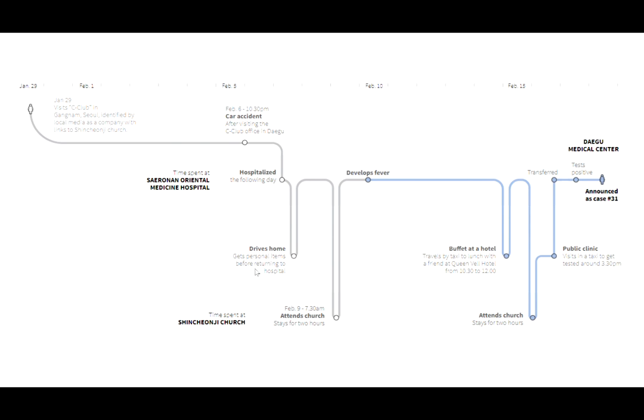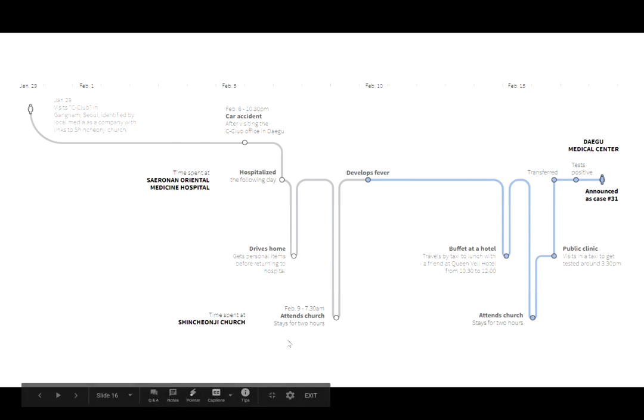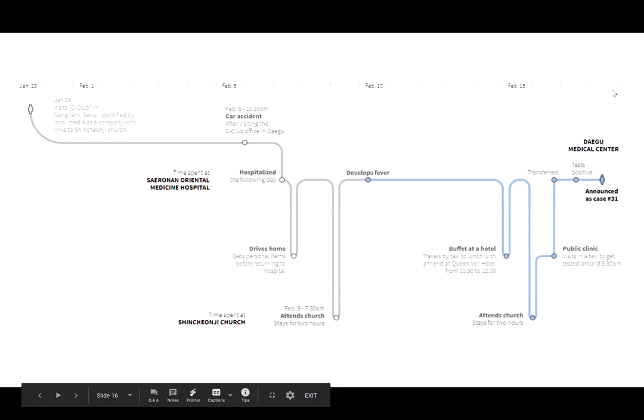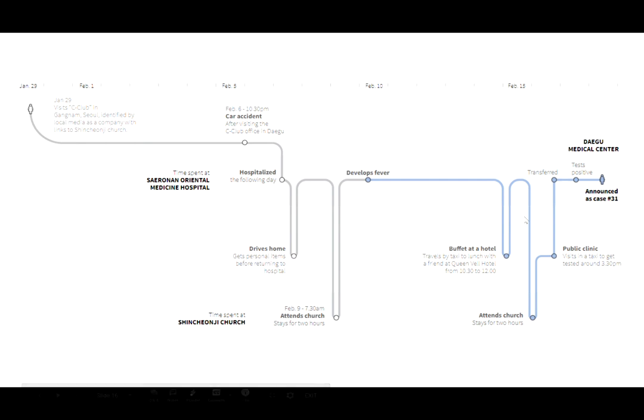And you can see right here, this is just a timeline of patient 31's infection. And so you can see that she spent a lot of time traveling prior to being tested.